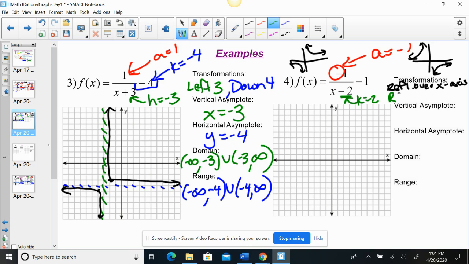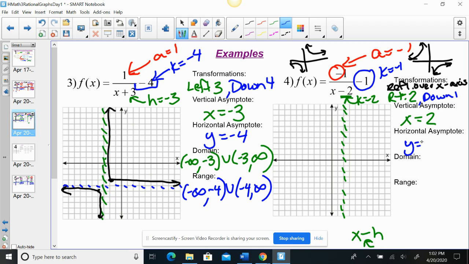All right, then we have an h-value of 2. So that means I am moving right 2. 1, 2. I know it's a negative, but we think opposite since the equation has an x minus. So that negative tells us think opposite. So that's right 2. So that means my vertical asymptote is x equals 2. When I look at my k value, k is negative 1. So my last transformation would be it's moving down 1, which means my horizontal asymptote would be y equals negative 1.